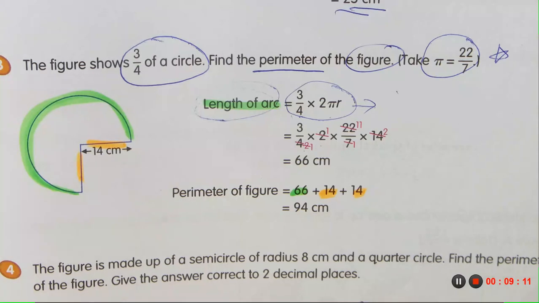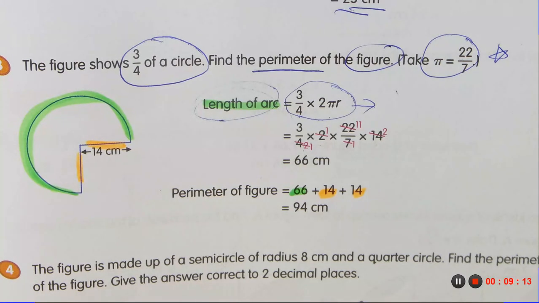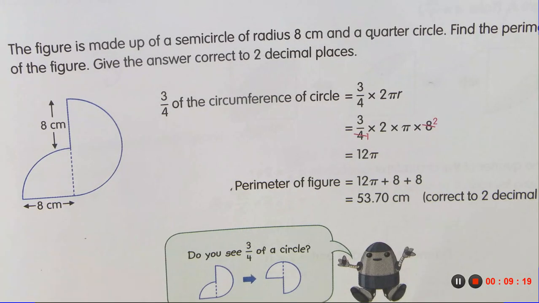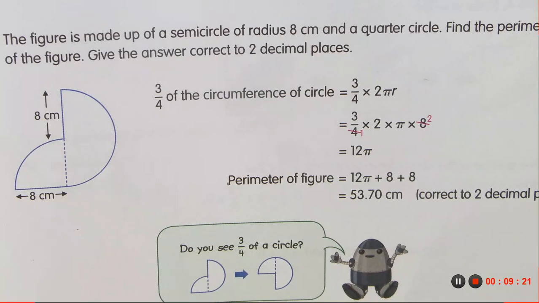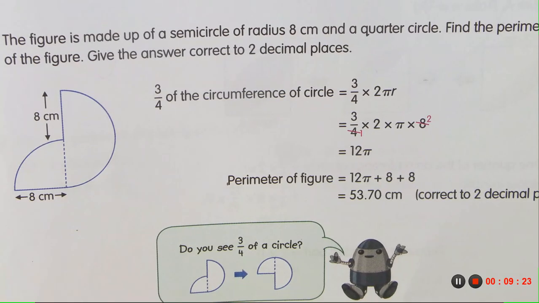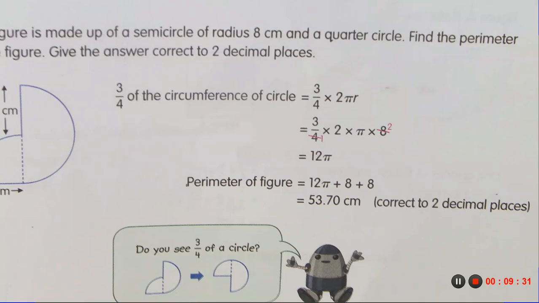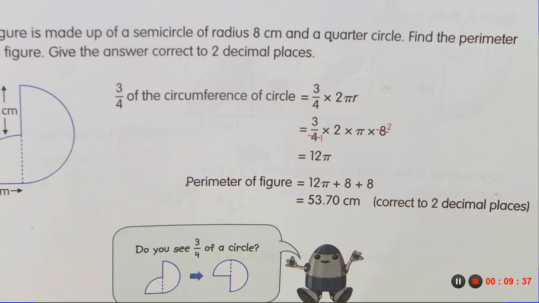Everybody clear about it? Let's go through one more example. This one. The figure here is made up of a semicircle and a quarter circle. Now, these two shapes are a bit different. One is a semicircle, one is a quarter circle. They are put together to form a figure. Find the perimeter of the figure.